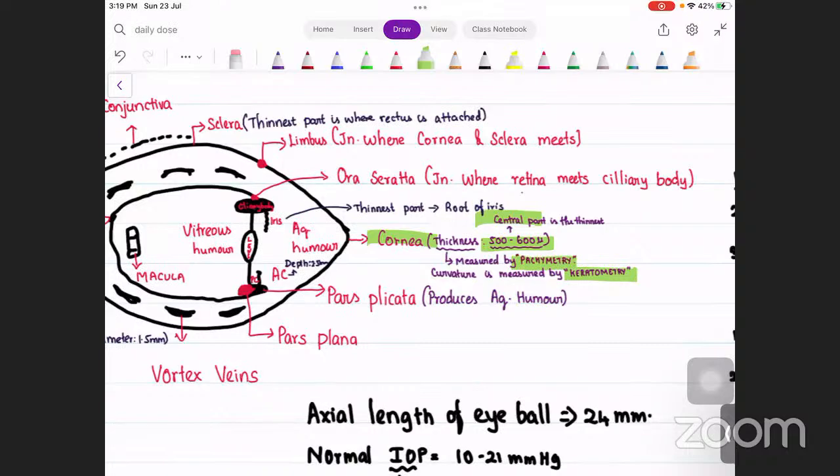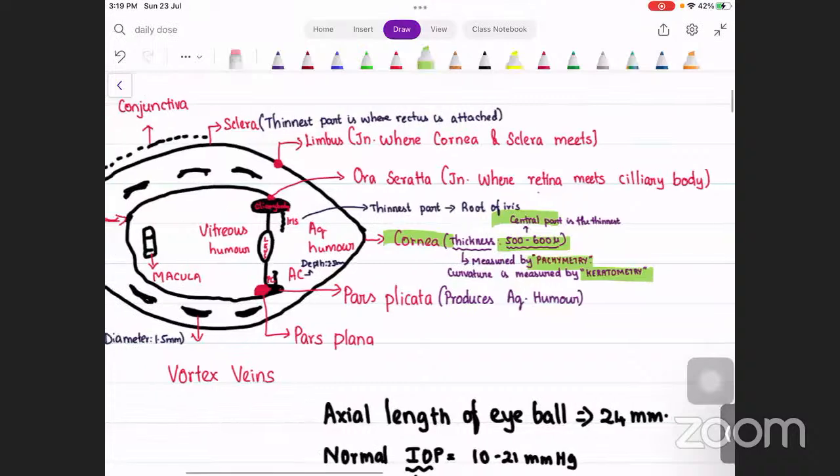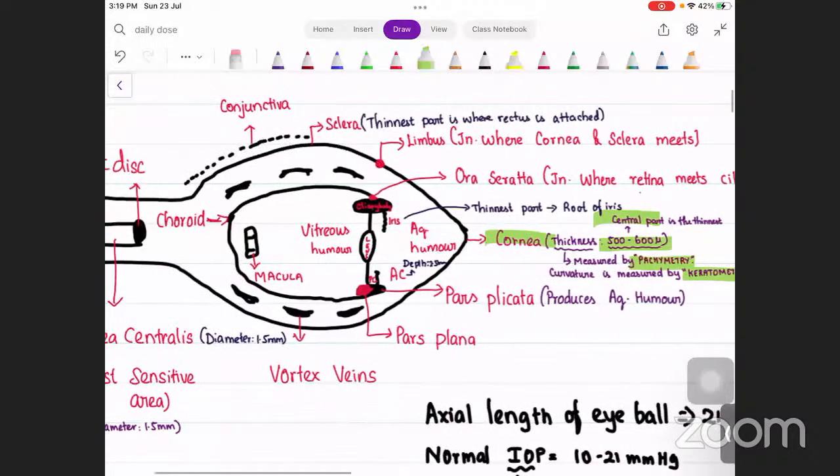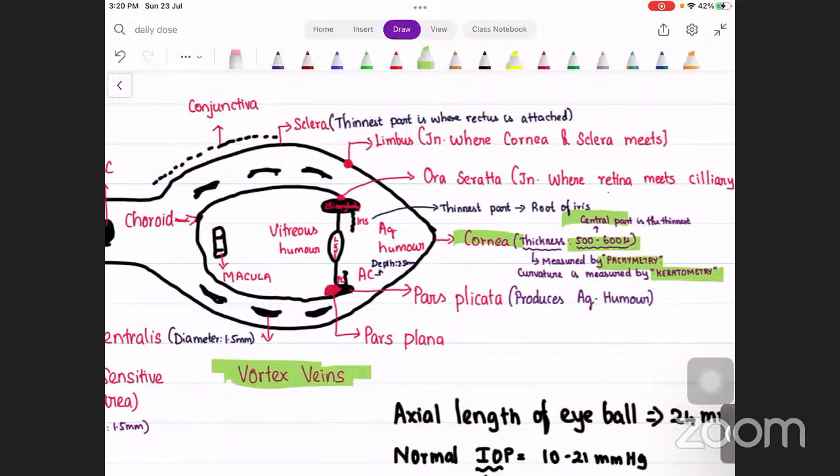The outermost layer is your cornea, and behind it you have the choroid. Inside the cornea you have the choroid, and in between the choroid and the sclera you have the vortex veins. The choroid meets the ciliary body, and the point where the choroid meets the ciliary body is called the ora serrata.